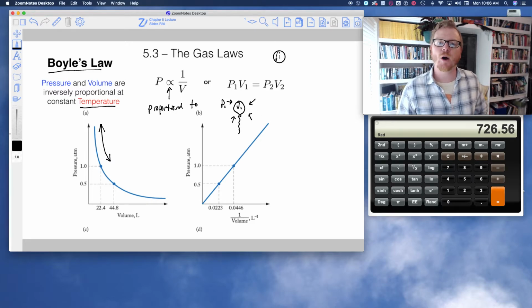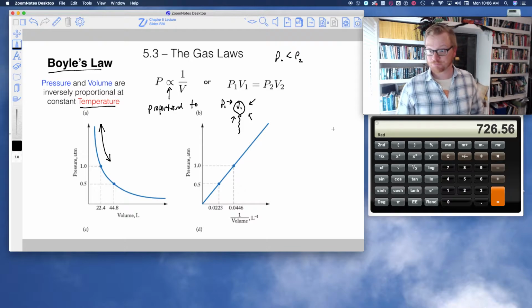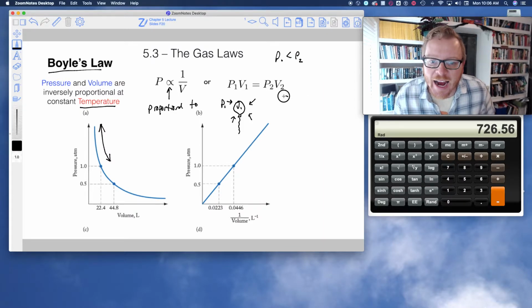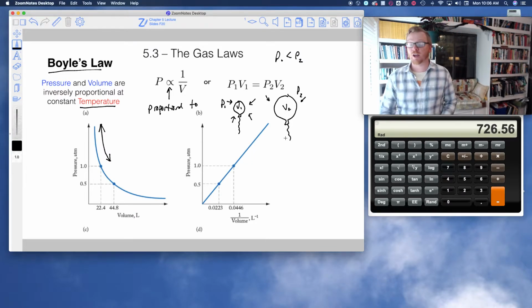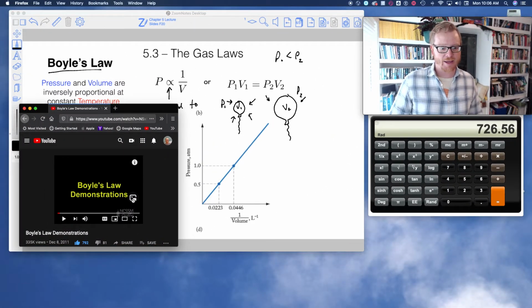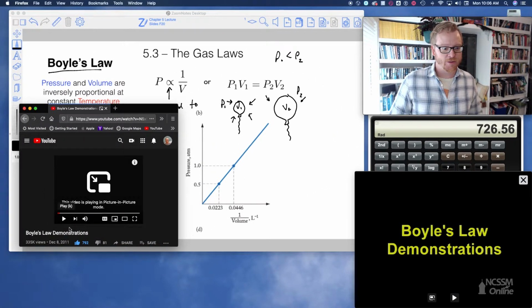Suppose now that P1 is less than P2. What's going to happen to the volume of this balloon? It's actually going to get bigger. It's going to get much bigger, depending on, of course, how different P2 is. And I've got a cool video of that to show you here. Let's see, it's hidden back here. And let's put it in the little view.